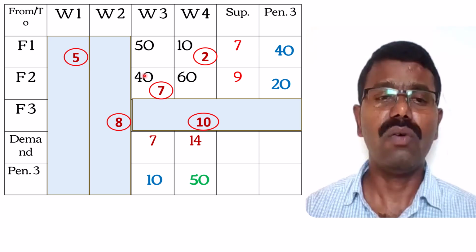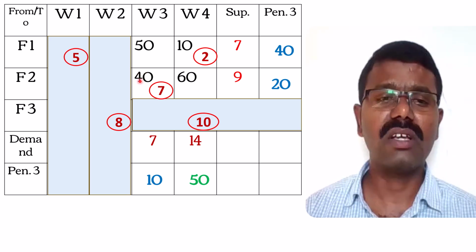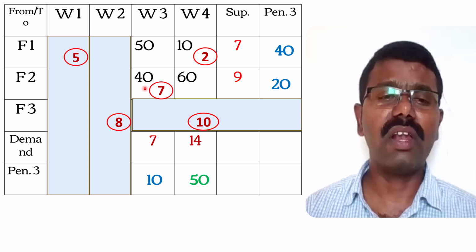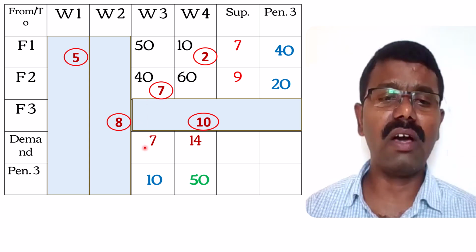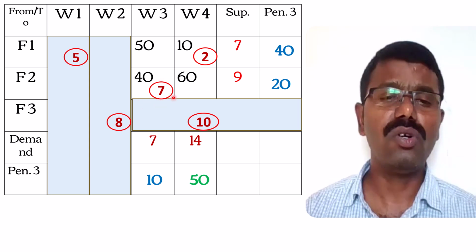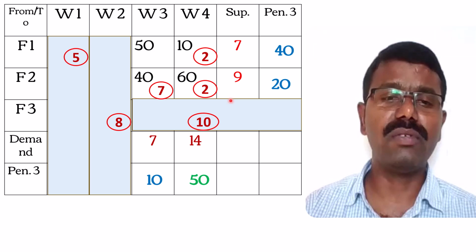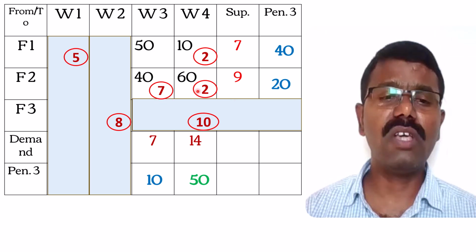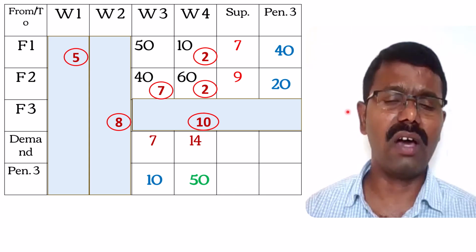In this row we need to see which one is having the least cost, the 40, and we can assign the values there. So here the demand of 7 units is available, but the supply of 9 units is available. We can assign 7 units to this 40 cell. Then 2 units will be left from this factory 2 supply, so the remaining 2 units you can assign to the cell of 60. So now if you see the total supply and the demand, we have already allocated all the units.